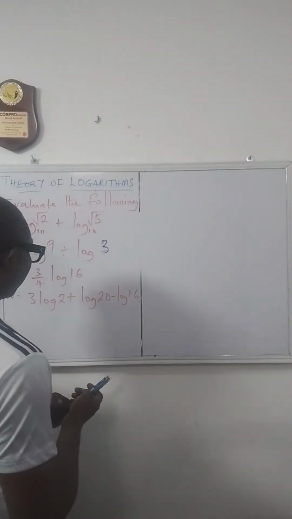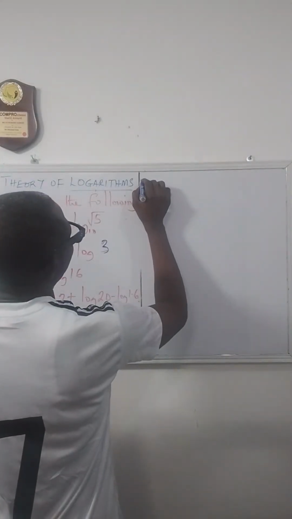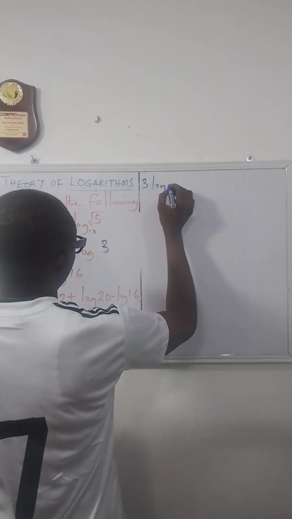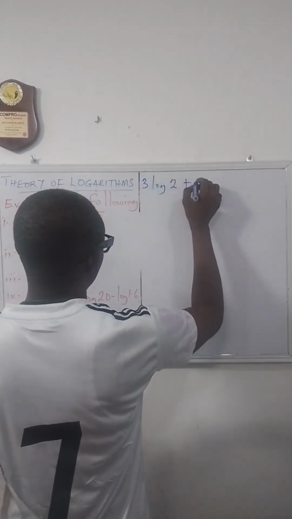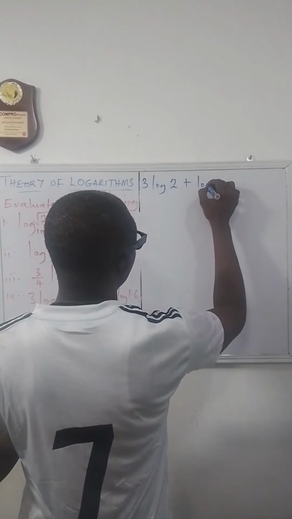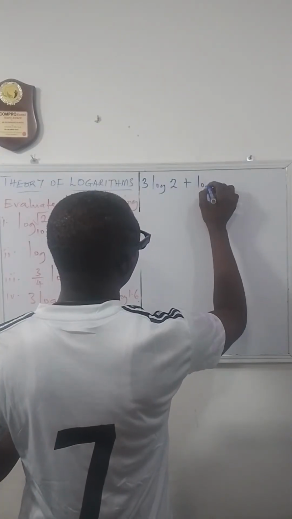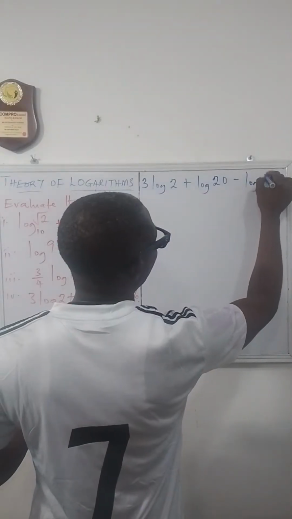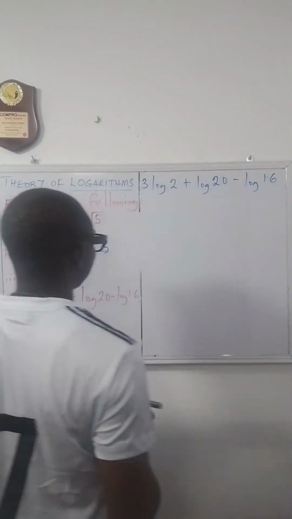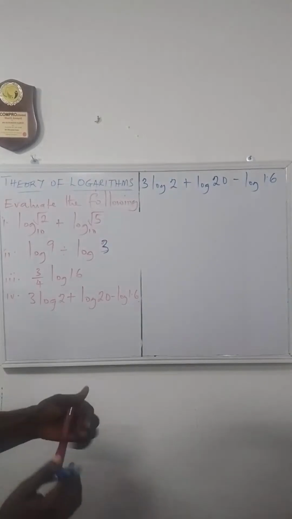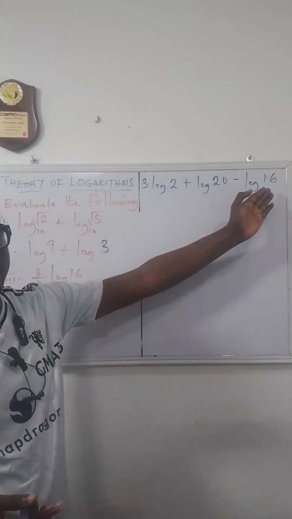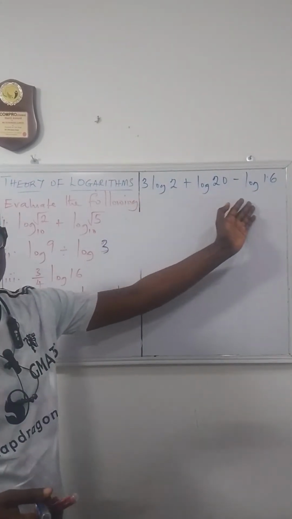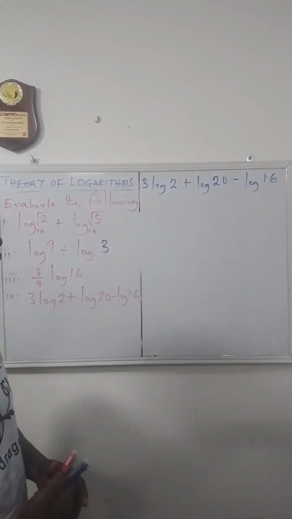All right, we have 3 log 2 plus log 20 minus log 1.6. All right, so now when you look at this question, you can see there's no base there. That means they are all in base 10, so they have the same base.